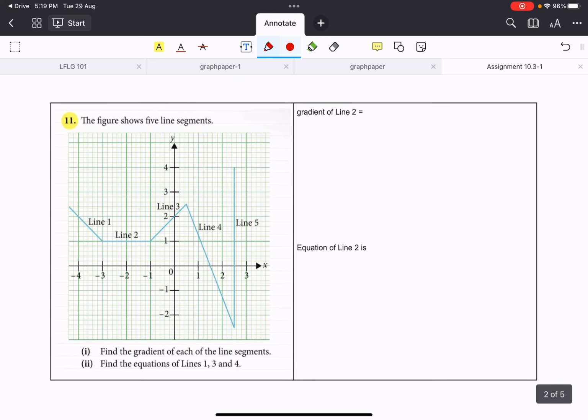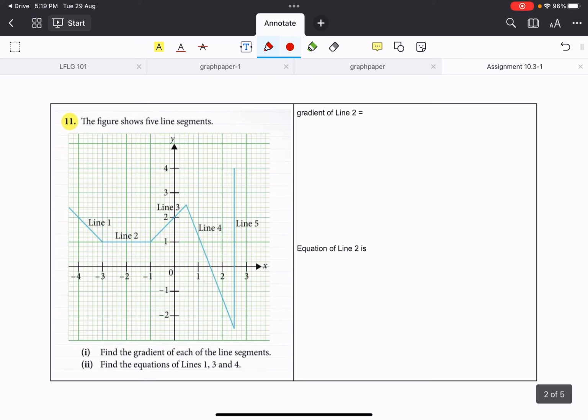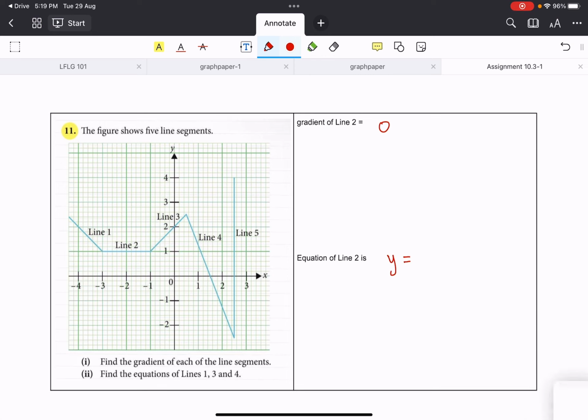Question 2. Line number 2 is a horizontal line. We know straight away the gradient is 0. The equation is y equals 1, because that is the y-intercept. This one is very straightforward and shouldn't be an issue.